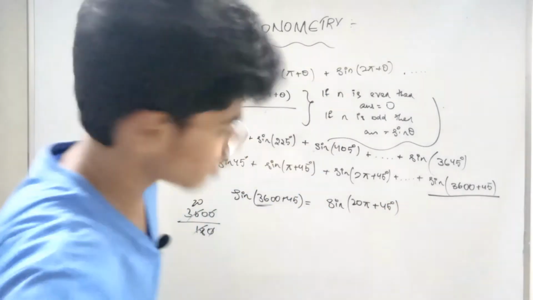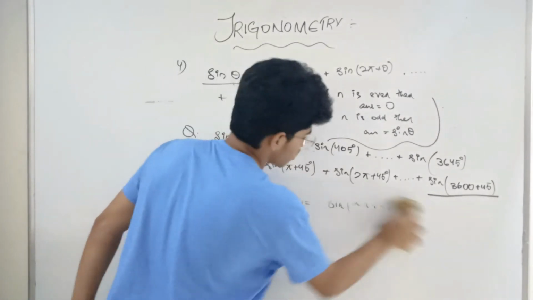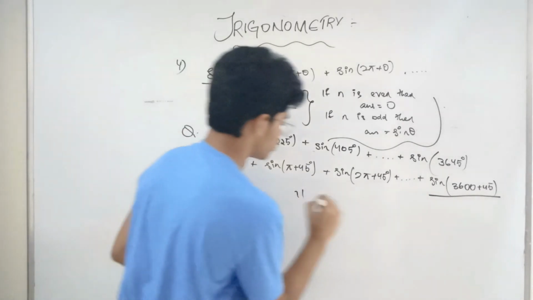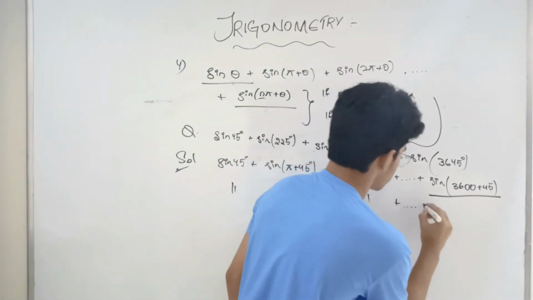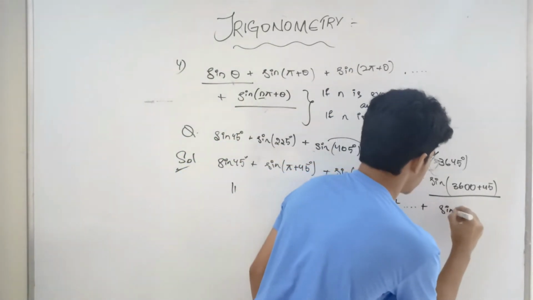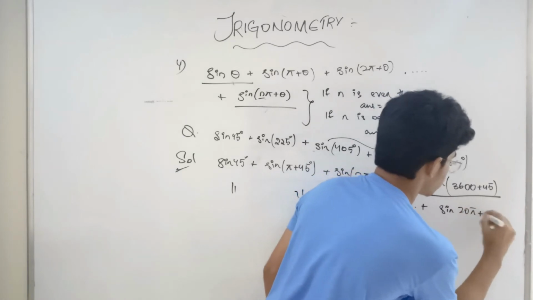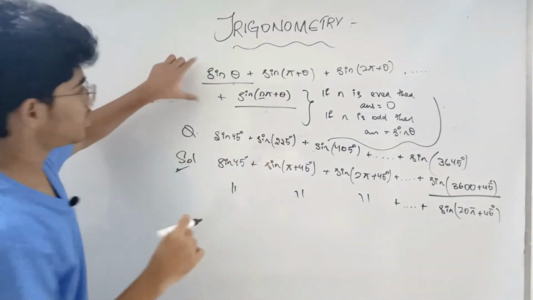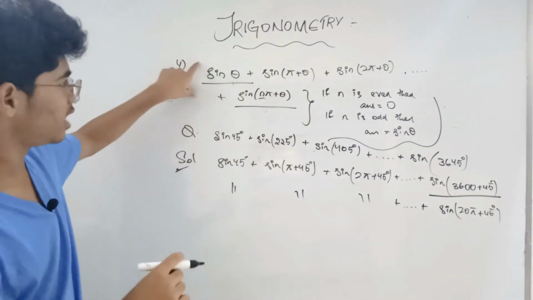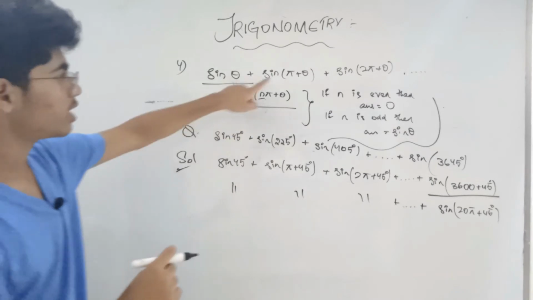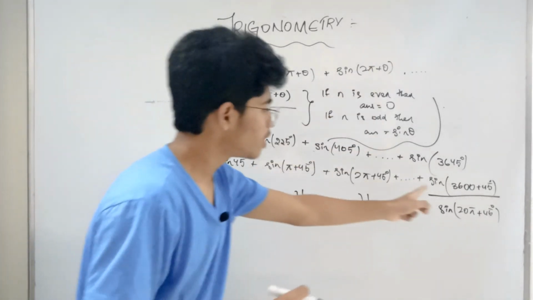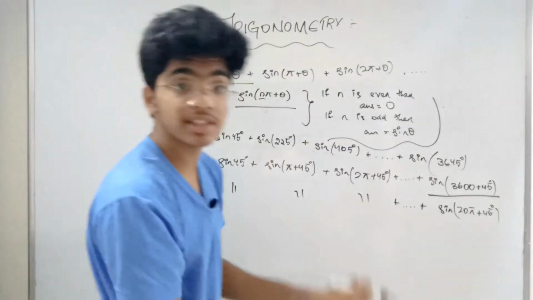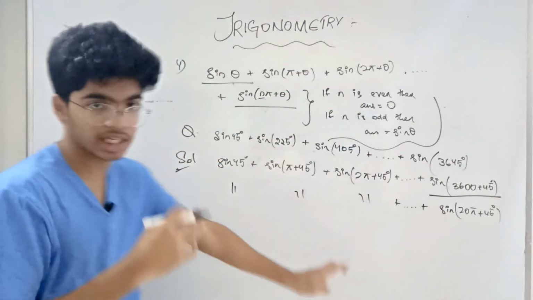So what is this? Let me erase this. So we got this term. Sine 20 pi plus 45 degrees, of course. So this is in the form of this. See, sine theta, which is sine 45, plus sine pi plus theta, 2 pi plus theta, plus so on up to 20 pi plus theta, which means that there is 3 pi plus theta, 4 pi plus theta, 5, 6, 7, 8, 9, 10, up to 20.